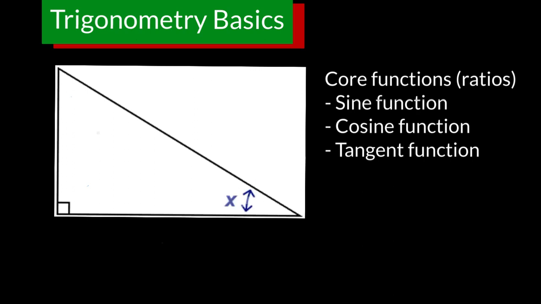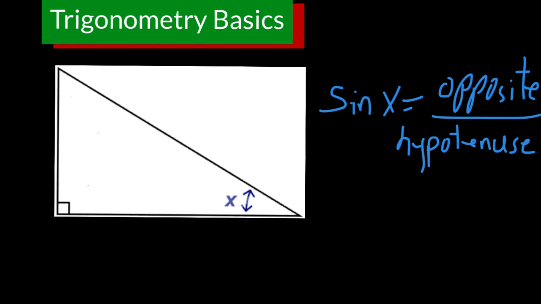For example, here's a right triangle. You can see that one angle is the right angle, that's this one right here, and another angle is labeled x. And we might talk about the sine of x, or the cosine of x, or the tangent of x. The sine of an angle will be the ratio between the opposite side and the hypotenuse. So for angle x, the opposite side is this one right here, which is across from the angle. The hypotenuse is always this long side, which is across from the right angle.